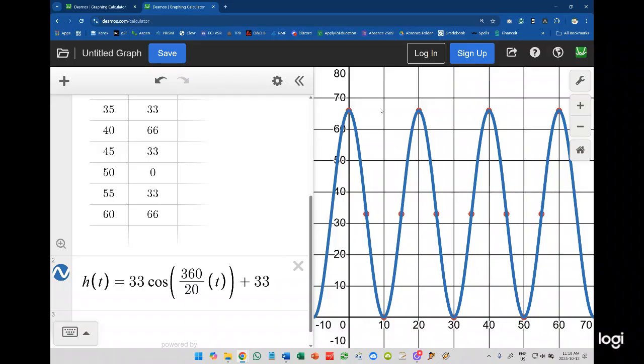So we determined the maximum and minimum height of the gum above the ground for part A. We used Desmos to make a table. And then part C, we came up with an equation that models the height of the gum above the ground over time. That seemed reasonably simple.